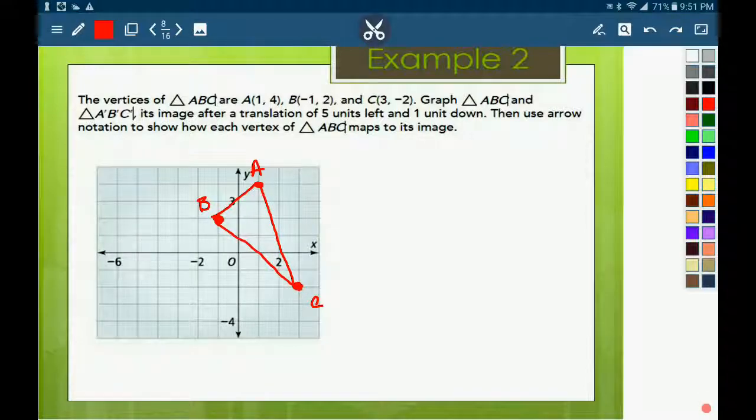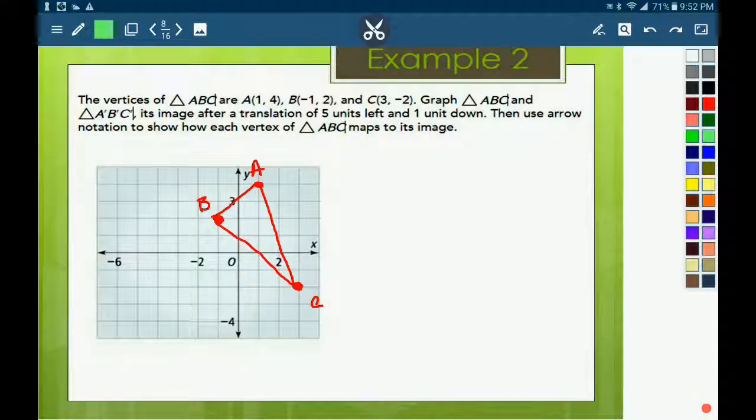And now we're actually going to perform the translation. Okay, 5 units left and 1 unit down. I'm just going to put like a dotted green line here. You don't even have to draw this dotted green line. If you don't want to, you can just make your pencil hop from grid line to grid line. Okay, but I'm going to trace the path so that you guys can see where the points are moving.